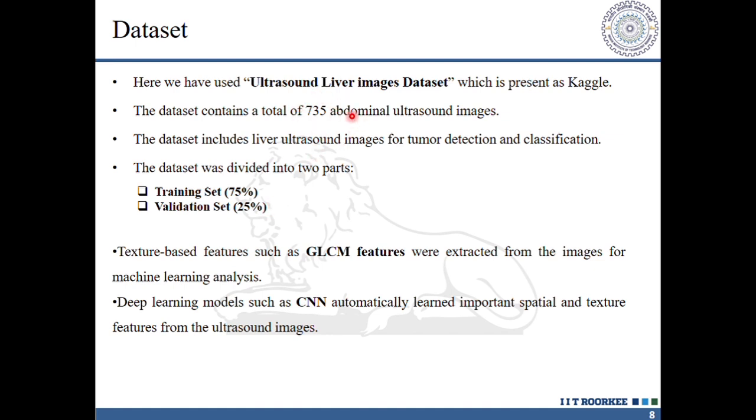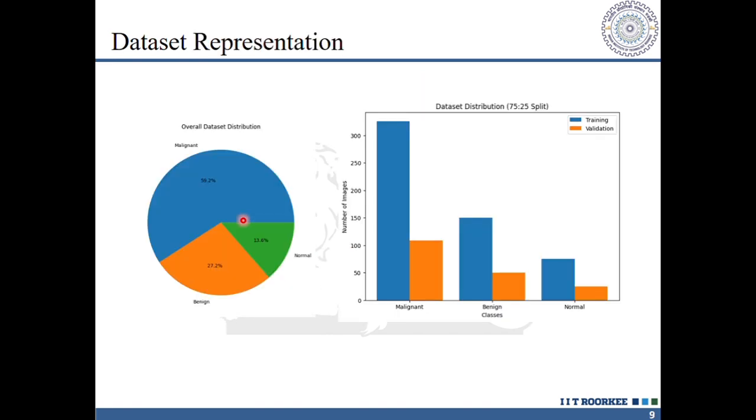75% of these ultrasound images we use to train our model, and 25% of these images we use for validation. These are the overall dataset distribution: 59.2% of the overall dataset are malignant, 27.2% are benign, and 13.6% are normal. This is the dataset distribution which we have used for training and validation.